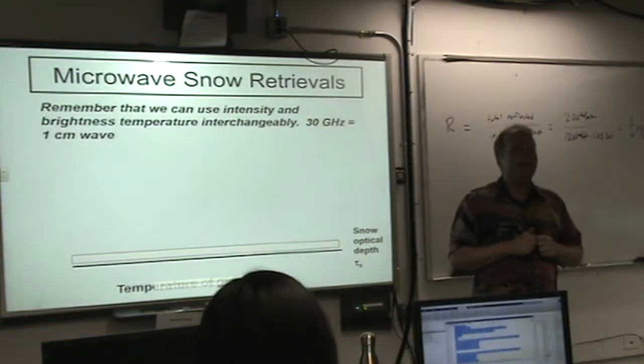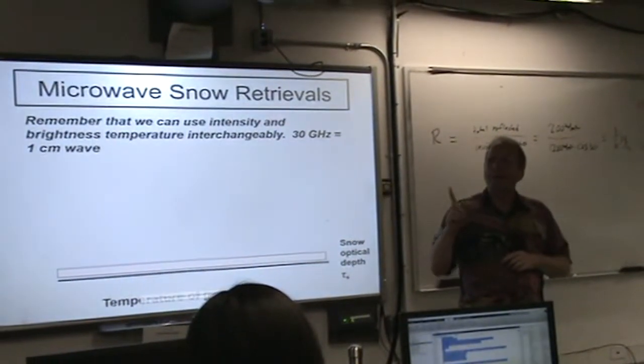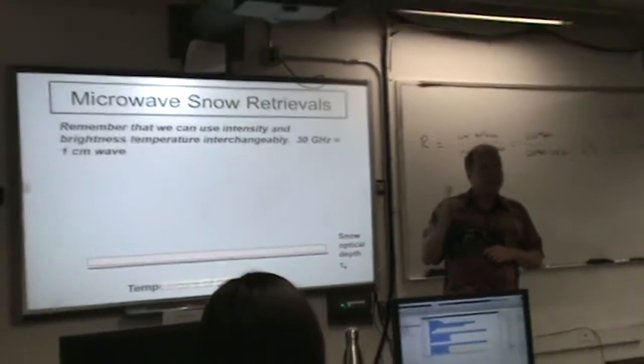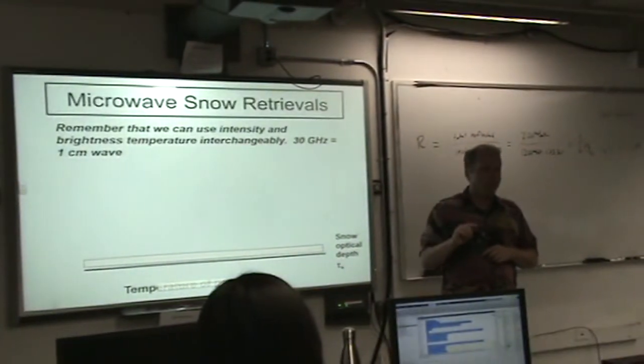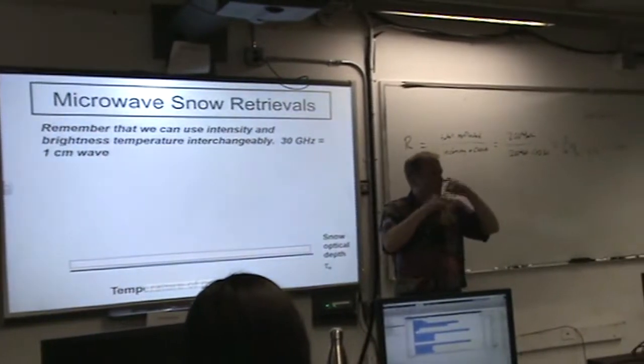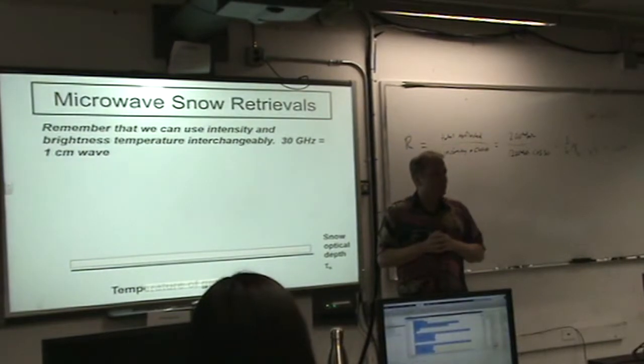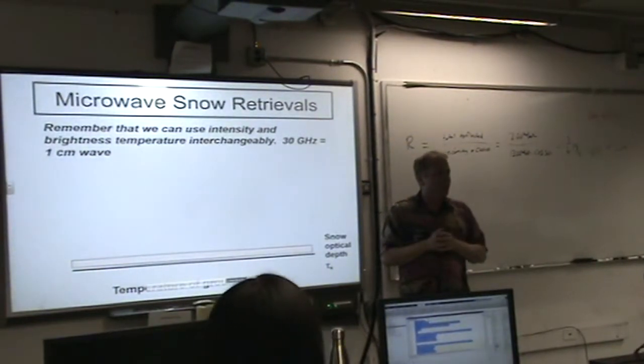Snow does not absorb microwaves. Snow and ice cannot absorb microwaves. They can scatter microwaves, but they can't absorb microwaves. Okay? Because of the spin. Because it can't rotate. It can't do the transitions to absorb or emit that kind of light.